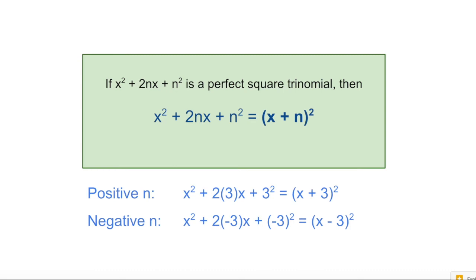So our general formula looks like this. If x squared plus 2nx plus n squared is a perfect square trinomial, then x squared plus 2nx plus n squared equals x plus n quantity squared. So that's the generalized formula. And I wrote out specific examples here of both having a positive n, which we just saw, right, positive 3, and a negative 3. So this is our general equation for the perfect square trinomials.